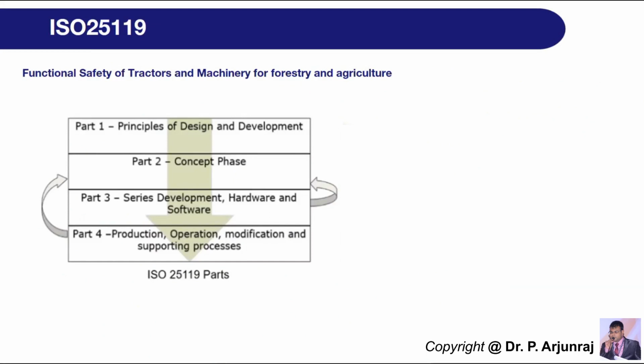And you have the functional safety levels, where you start with part one with respect to the principles of design and development, then you go with the concept phase, and you have the V shape, right? That's what we have seen for ISO 26262. Here also you have the V shape where you follow the cycle. You do hardware development, software development, then you interface, then you go for verification and validation, then you go for production operation, then if required, you modify on need basis.